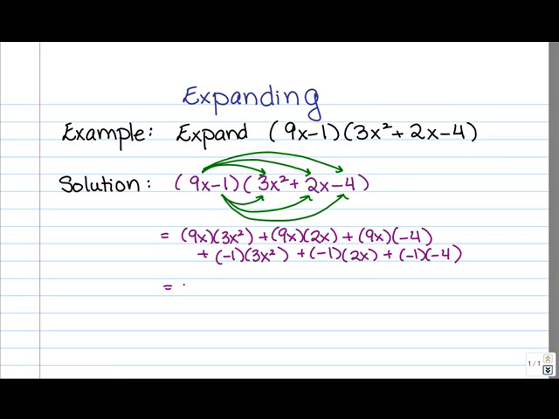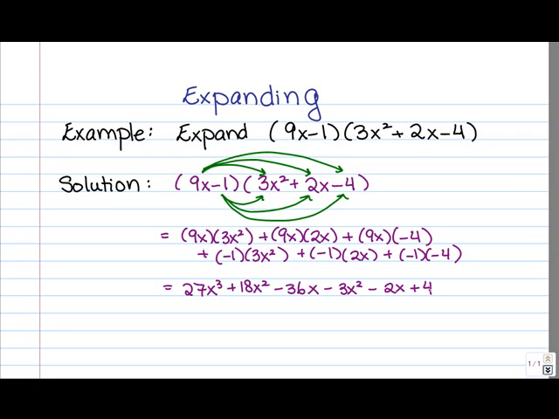So 9x times 3x squared is 27x cubed. 9x times 2x is 18x squared. 9x times negative 4 is minus 36x. On to the next line, negative 1 times 3x squared is minus 3x squared. Negative 1 times 2x is minus 2x, and negative 1 times negative 4 is plus 4.